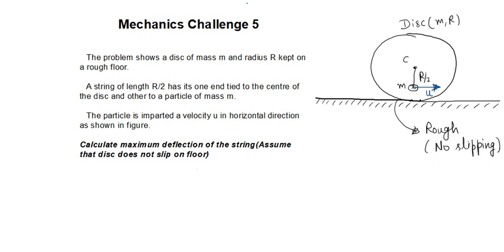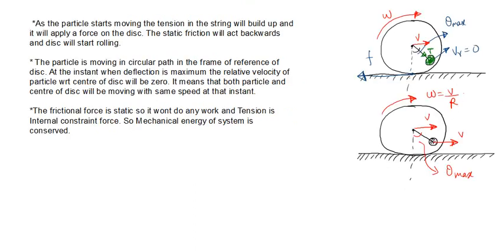Let us now discuss the solution of this problem. Okay. So as the particle starts moving, what will happen? The tension in the string will start building up. Okay, so when the particle was here and it will start moving, what will happen? There is some tension in this string. So because of that tension, this string will start applying a force which will cause a horizontal acceleration in the disk.